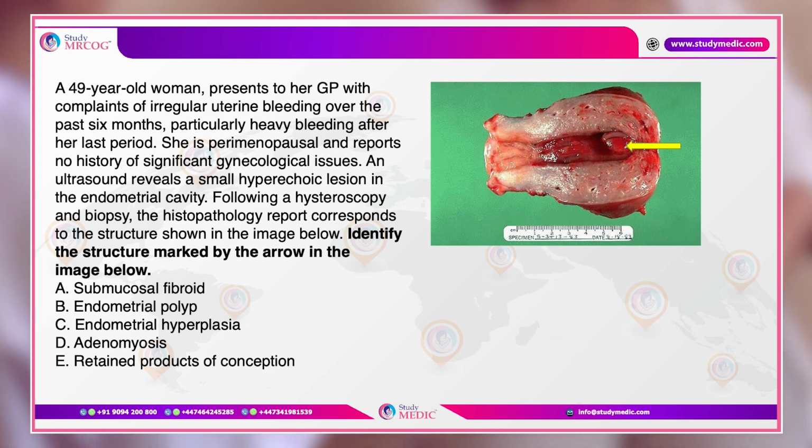Now, you have to identify the structure which has been marked with this arrow here, whether it is a submucosal fibroid, an endometrial polyp, endometrial hyperplasia, adenomyosis, or retained products of conception.